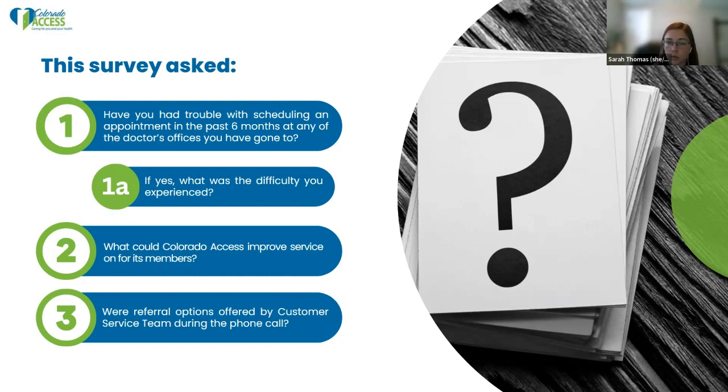Question 2 was also qualitative and stated, what could Colorado Access improve service on for its members, with the intent of having an actionable question where we could develop potential interventions based on member responses. Question 3 highlighted what referral options were offered by our staff during the call. So we didn't ask members this, we just recorded what resources we gave them during the call. And so all of these questions are unique because we are getting information that isn't accessible within the standard claims data that we receive.